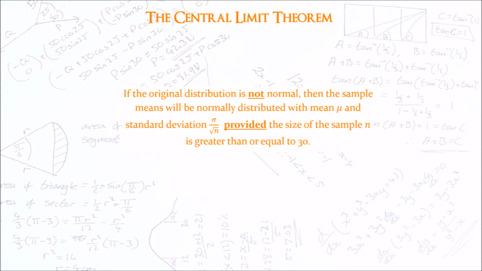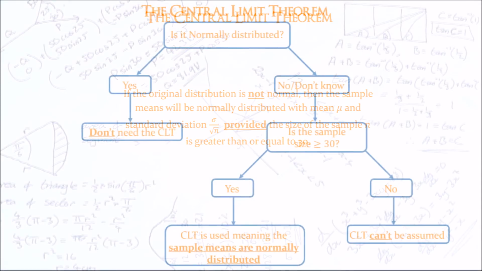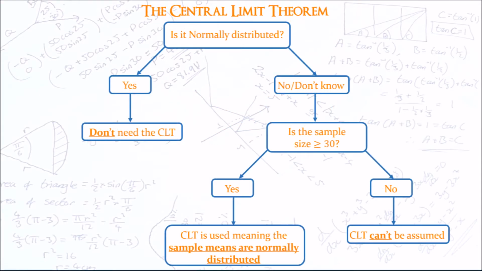Now, if that's difficult to understand, let's have a look at a flow diagram. So think of it this way. You take a parent population, a distribution of some sort, and you think, is it normally distributed? Well, if it is normally distributed, you don't need the central limit theorem. If it's not normally distributed, or you don't know if it's normally distributed, then the next point is: is the sample size greater than or equal to 30? If it is, then the central limit theorem tells you that the sample means will be normally distributed.